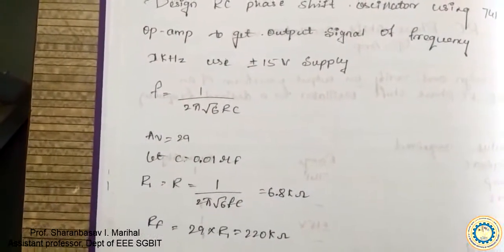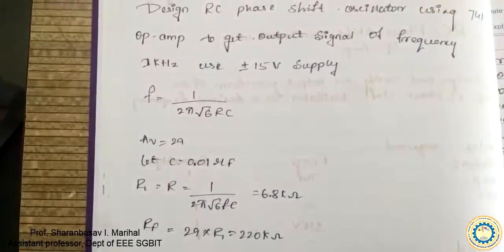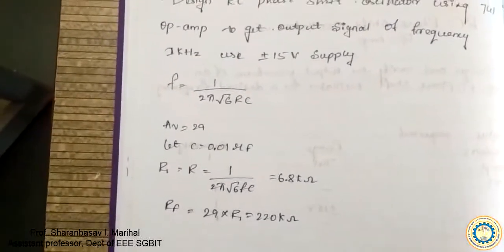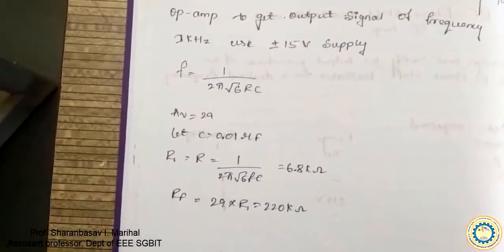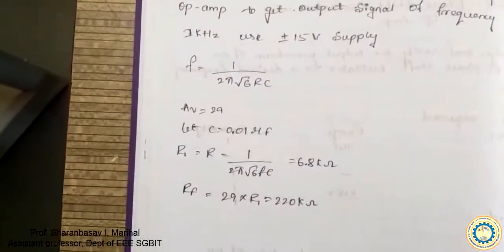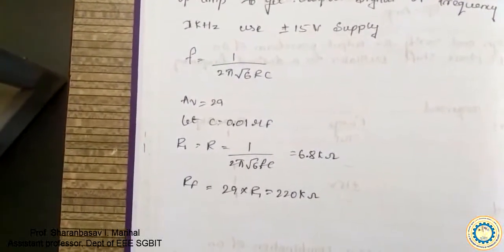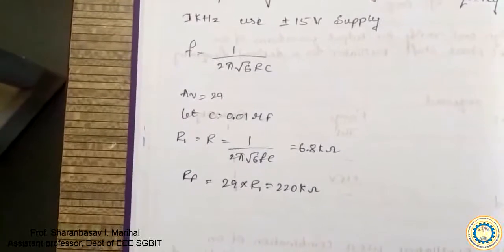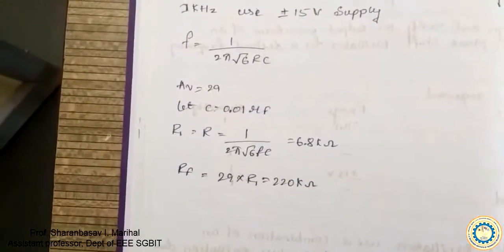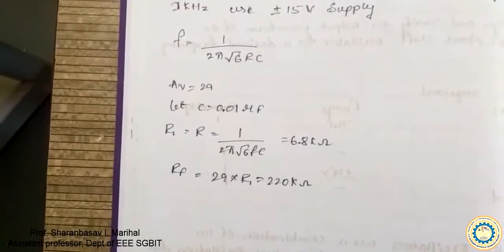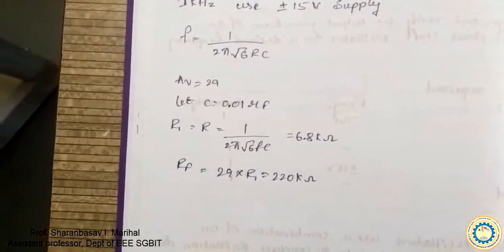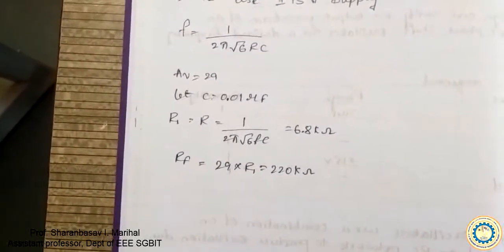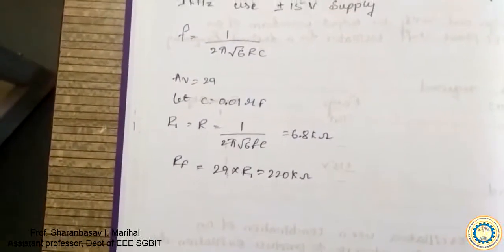So this is the design of the RC phase shift oscillator for which we are going to conduct the experiment now. This RC phase shift oscillator is designed to generate oscillations of 1 kilohertz frequency using plus or minus 15 volt supply. The frequency of oscillation is given by 1 by 2 pi root 6 RC, and the gain of the op-amp should be considered as 29. Let us choose the value of capacitor as 0.01 microfarad, and when we substitute that in the frequency equation, we will get the value of R as 6.8 kilo ohm.